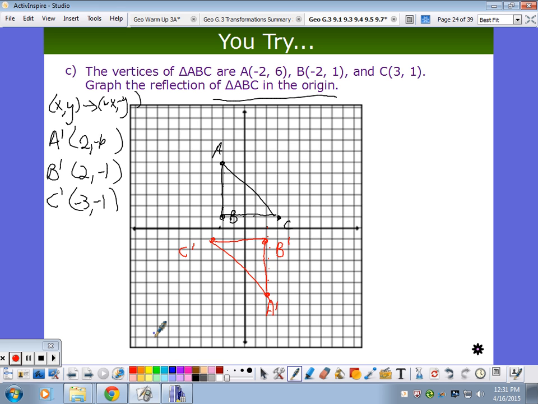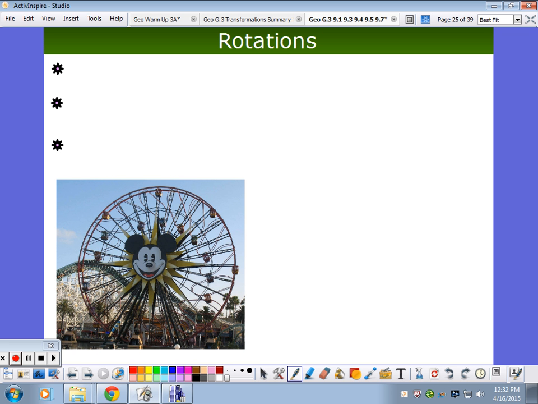Questions at all? You just kind of follow these mapping rules and you should get there. Okay? We're ready for the next thing? That's the whole first paper done. That's it. Now rotations.